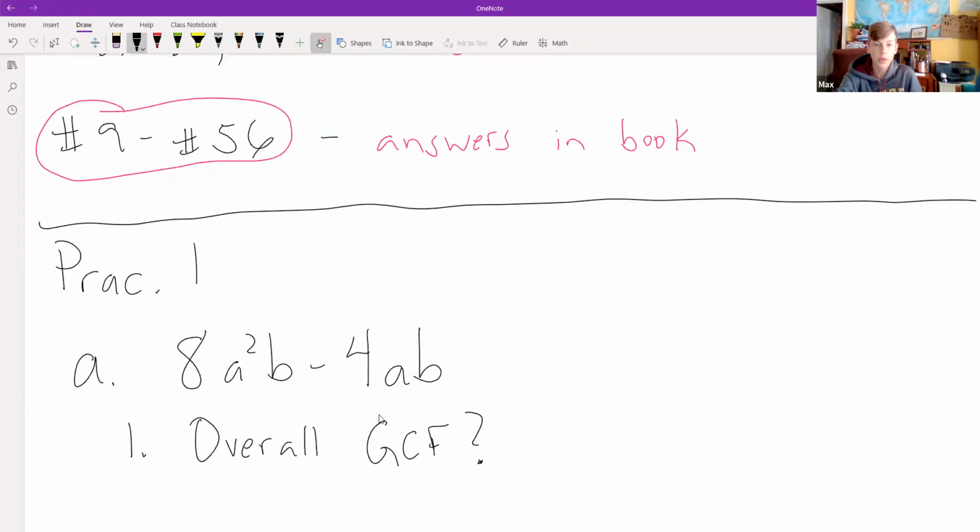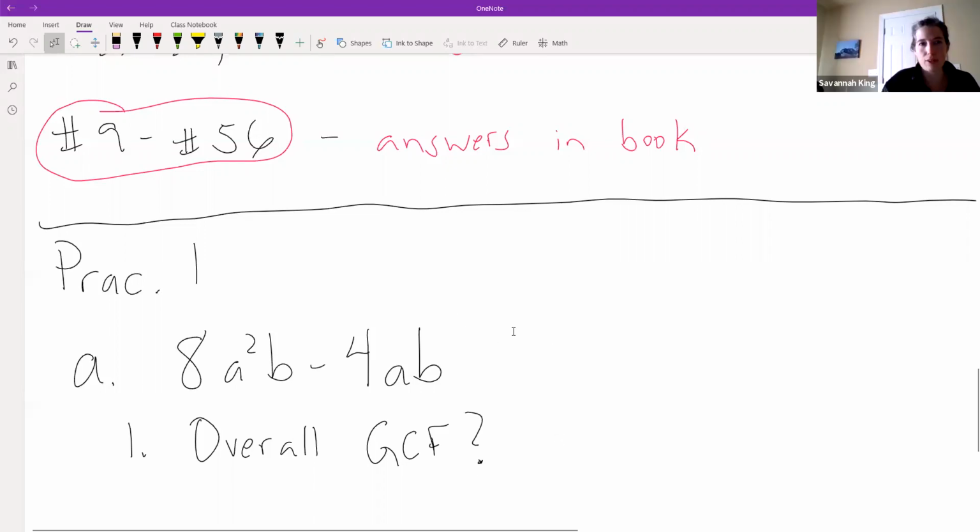Is it 4B? Sorry, I turned my volume way down this morning. I heard you say a 4. What did you say after the 4? Is it 4B? Close. It's actually 4AB. So yeah, the 4 is in there, the B is in there, and then the A's, you've got an A to the first here, and you've got an A to the second.